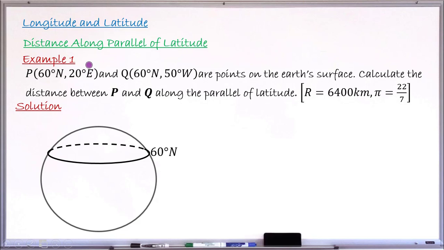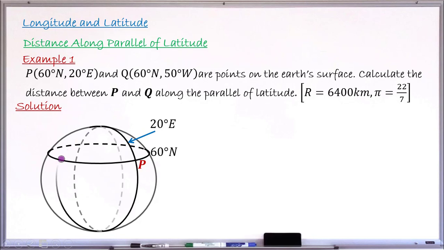P is on longitude 20 east, so I will now draw my longitude 20 degree east. Look at it, this is my 20 east longitude, and where the 2 cross will be the position of the point P. Then moving to the point Q. Q is on longitude 50 west. So let me draw it so that I'll have the position of Q exactly. So this is 50 west. Where the two cross, that is the longitude 50 west and the latitude 60 north, will be the position of Q.